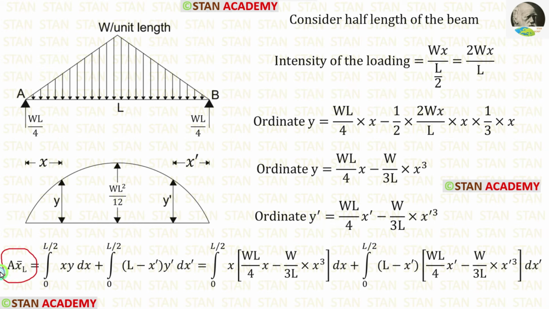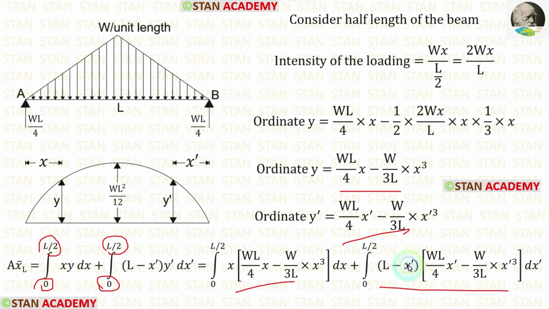Now let us find A x bar L. The formula is here: integration of xy dx plus integration of (L minus x dash) into y dash dx dash. The limit for the first integration is 0 to L by 2 and for the second integration also 0 to L by 2. We have already formed y and y dash. We can apply them in the integration.